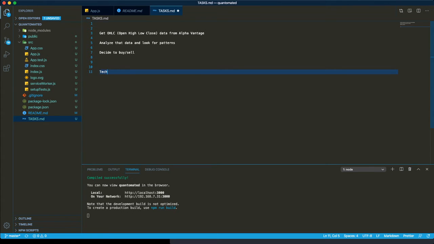And then in terms of my tech stack, I want to use, let's see, React as a front end, Google Cloud as a back end, and I'll just put Alpha Vantage here as a data provider.